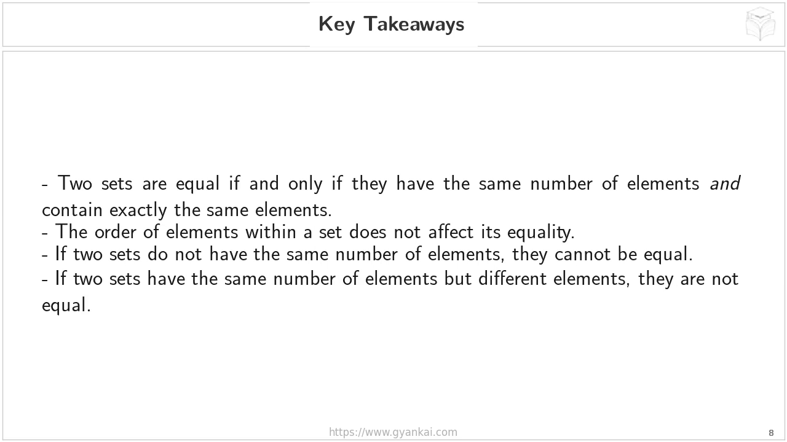Finally, and this is where students often stumble, if two sets do have the same number of elements, but those elements aren't identical, then the sets are not equal. Remember sets E and F. They both had 3 elements, but because they contain different elements, 3 versus 4, they weren't considered equal. Keep these points in mind, and you'll be able to confidently determine whether two sets are equal or not. In the next slide, we'll address some common mistakes students make when working with equal sets, so pay close attention.